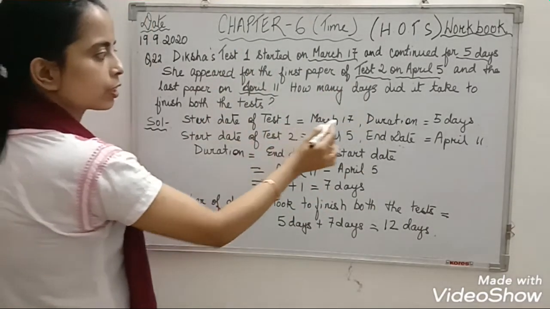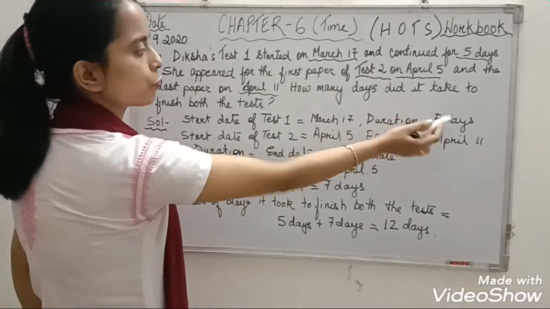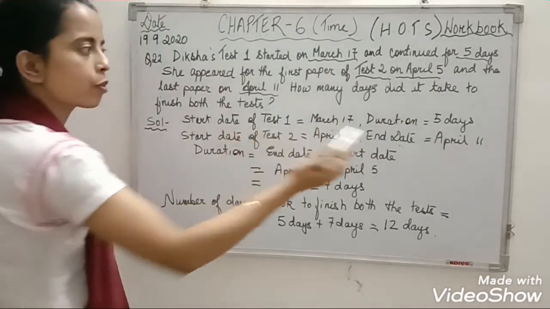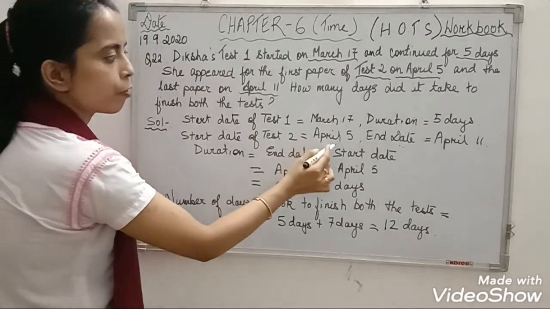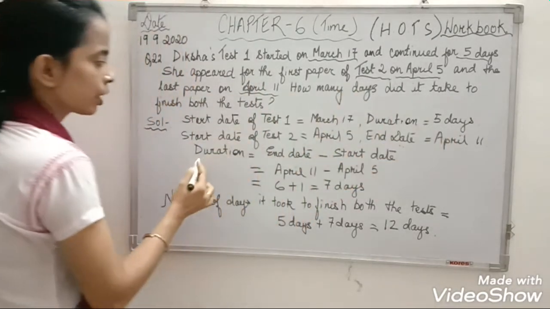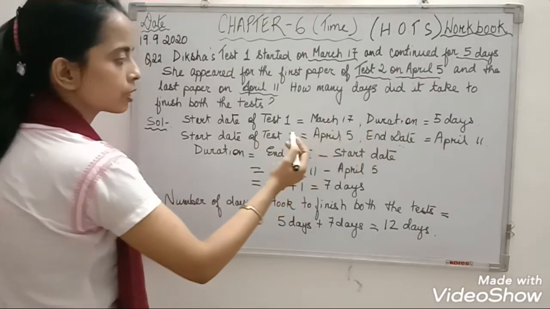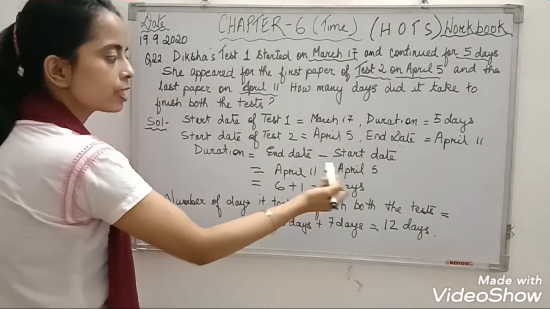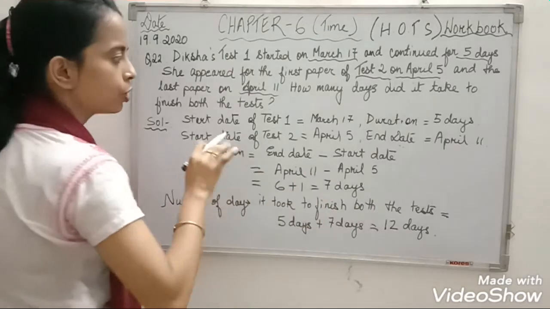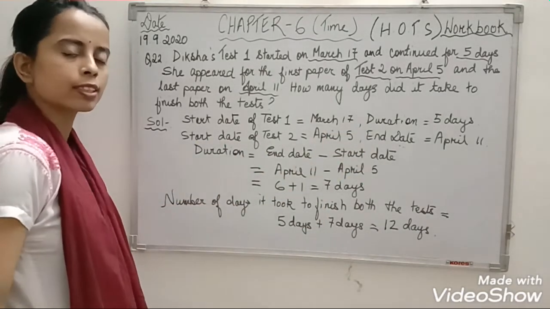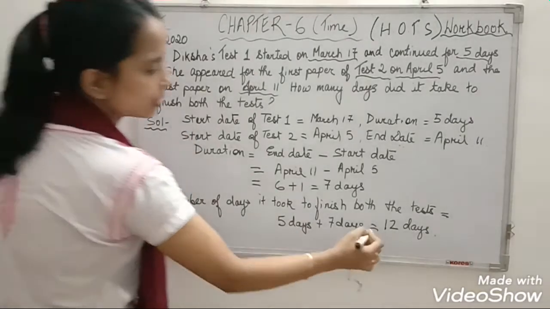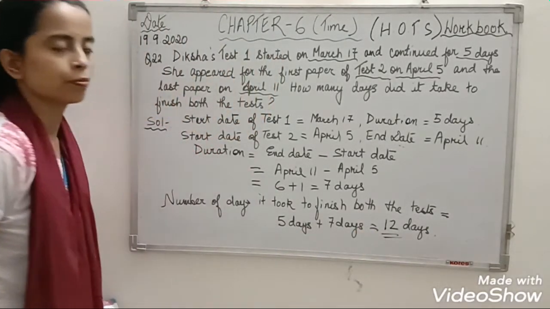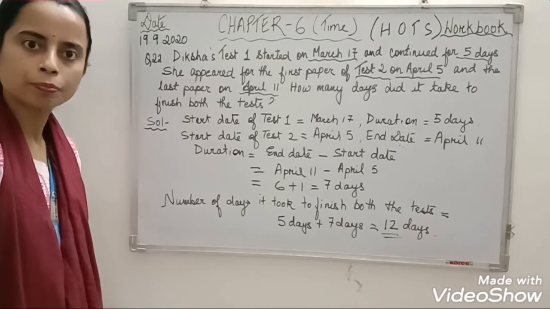Start date of test 1 is March 17, and the duration is 5 days. For test 2, the start date is April 5 and the end date is April 11. Duration is end date minus start date, 6 plus 1 equals 7 days. So the duration of the second test is 7 days. So the total days to finish both the tests is 12 days. I hope it is clear.